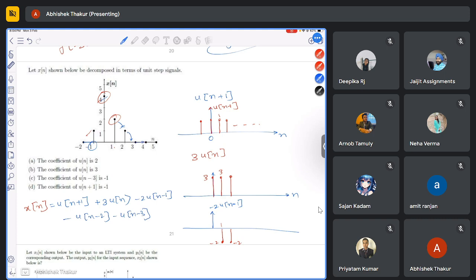Now it is constant. So this is the sum. So now the coefficient of u of n is 3. So option B is correct. Coefficient of u of n minus 3 is minus 1. So this option is also correct. And coefficient of n plus 1 is minus 1. So this is wrong. And this is also wrong. So which one is correct? Option B and option C is the correct answer for this question.